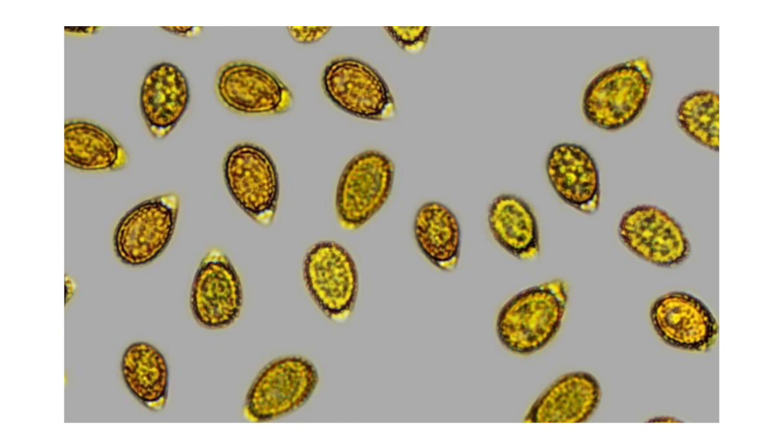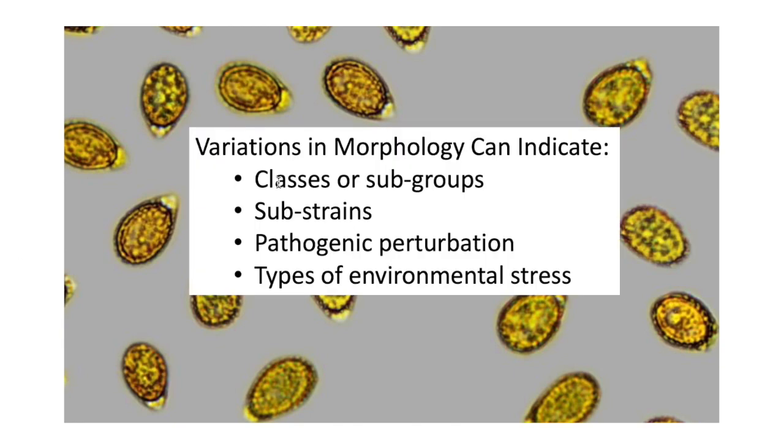And so what is the purpose of measuring shapes very precisely? Well, in nature, when you have variations in morphology that keep recurring, these shapes indicate that there might be the presence of classes or subgroups within your population. It might be the presence of substrains, or it might indicate the presence of pathogenic infection. Also, recurring shapes might indicate certain types of environmental stressors that are affecting the organism.